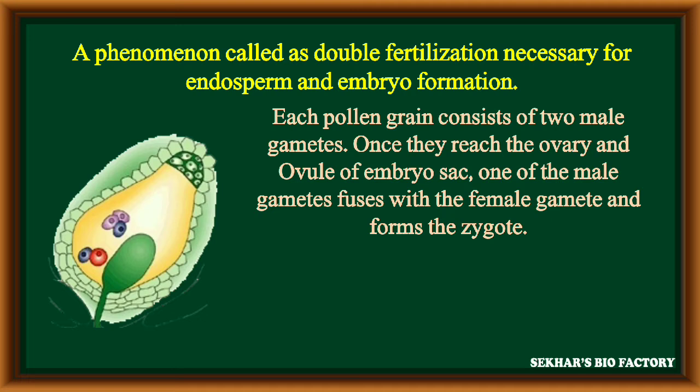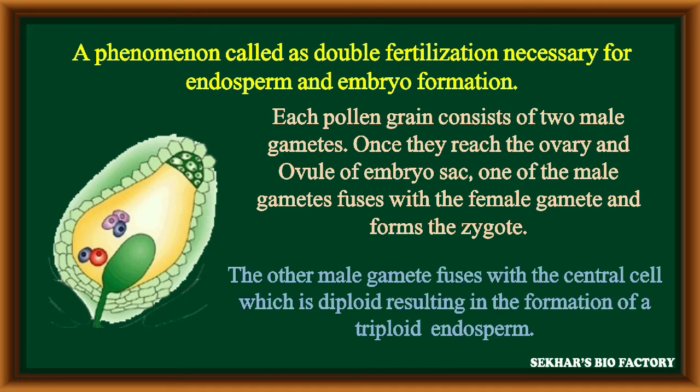At the time of sexual reproduction, the pollen grain consists of two male gametes. These two male gametes reach the ovary, ovule, and embryo sac with the help of the pollen tube. When the two male gametes are discharged into the embryo sac, one of the male gametes fuses with the egg cell to form a diploid zygote.